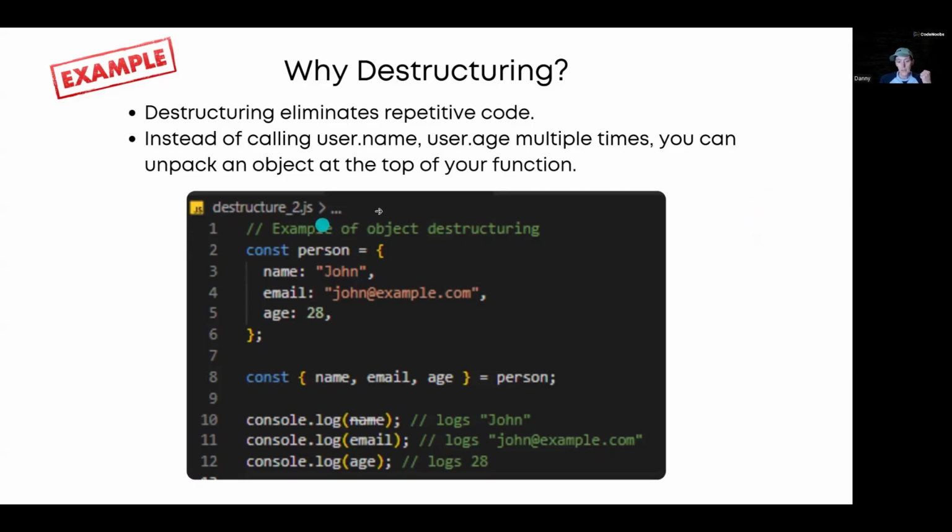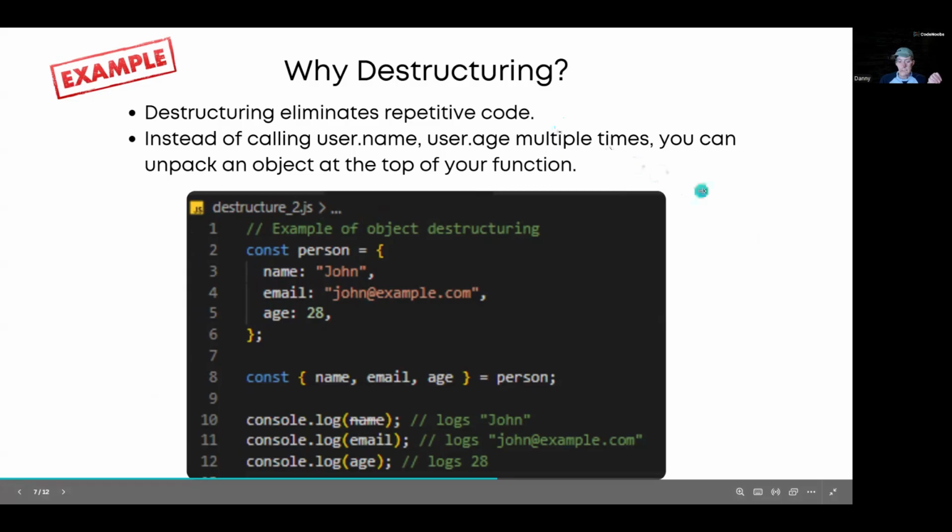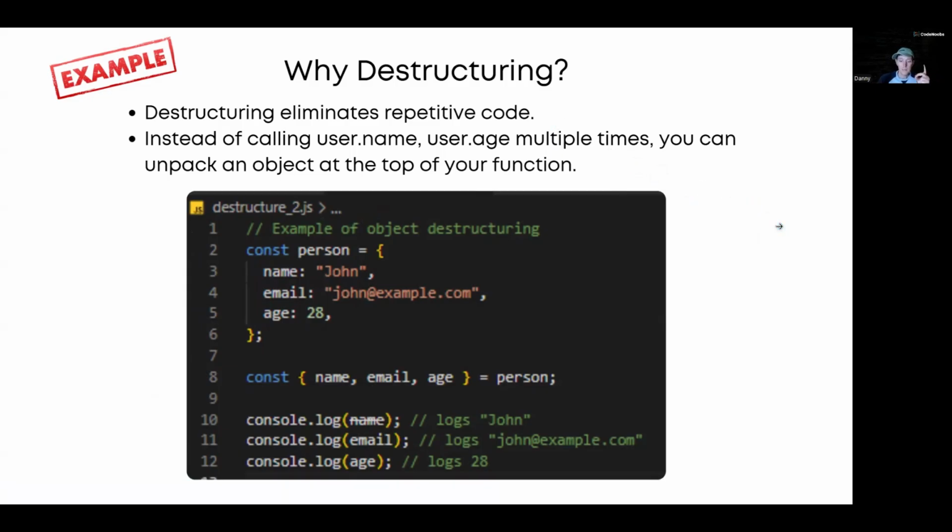So look at this example here, where we have our person object again with name, email, and age. We can simply on line 8 say const, use curly braces, name, email, age equals person. And now those values from that object are attached to those variable names, and we can simply use the variable name. So if I console log name, email, and age, I will get the values of that object. It's really awesome. It makes it a lot easier and a lot simpler when you're coding.